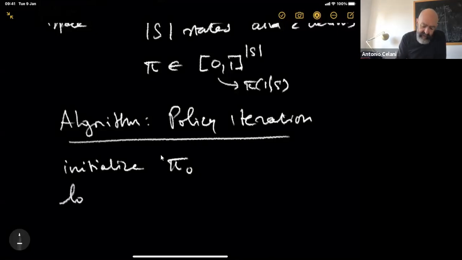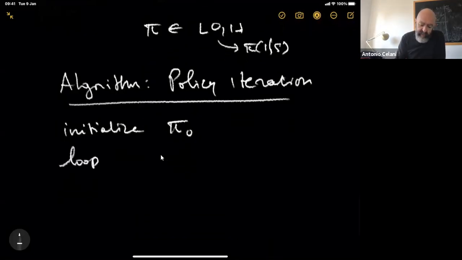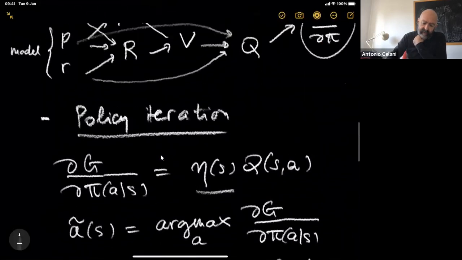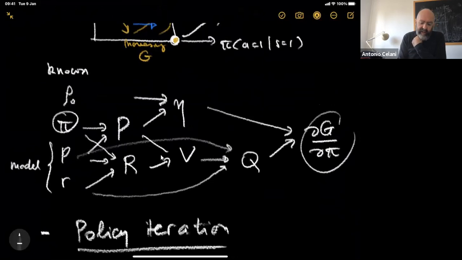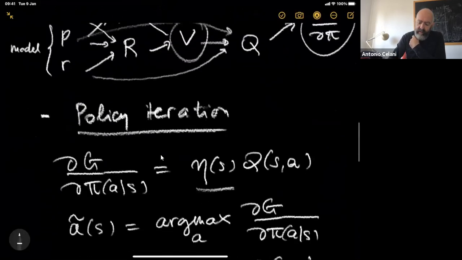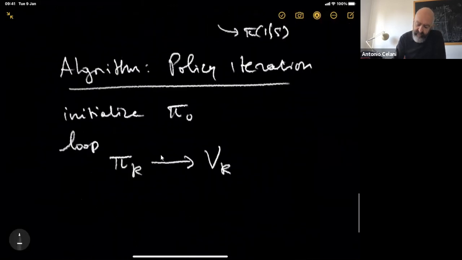Then I have a loop that goes as follows. From any pi k, I obtain a value function. Okay. How do I do that? Well, let's go up a bit. You remember this flow here. So if I have a policy, I can construct all these terms and I can get my value function. So this step of, given a policy, computing the value function is what is called policy evaluation.